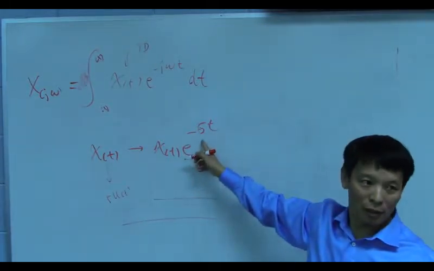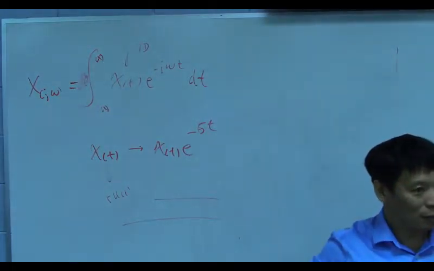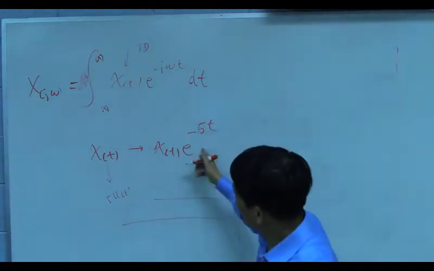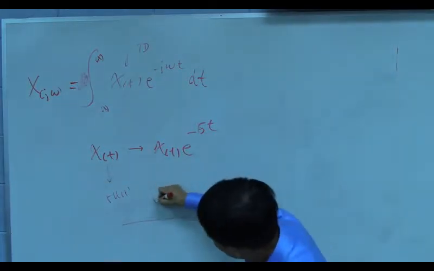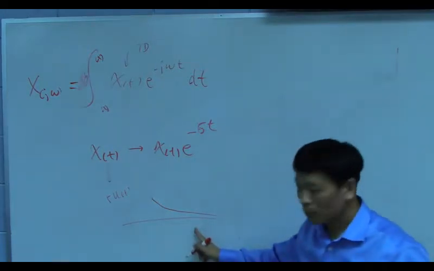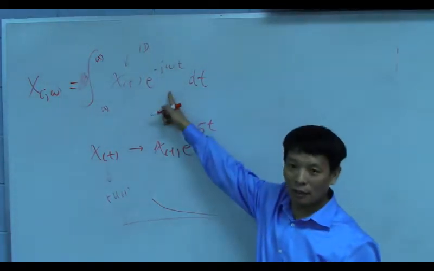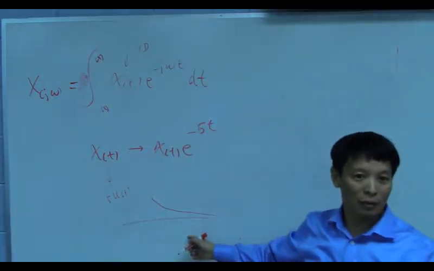Sigma is a real number here. That means this is an exponentially decreasing function, right? So this one is multiplied by this. That's how we draw the signal. 1 times this one gives us something like a value like this. Now this one is multiplied by e to the negative j omega t, and possibly and hopefully we can do the integration.